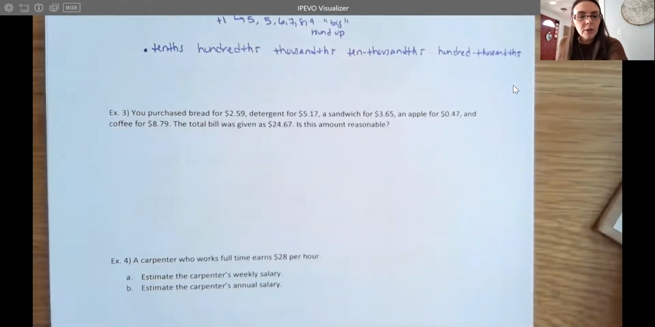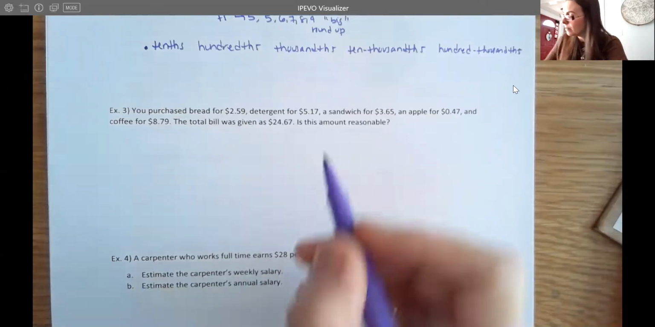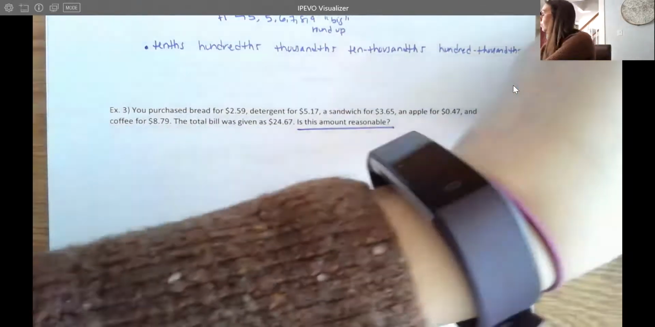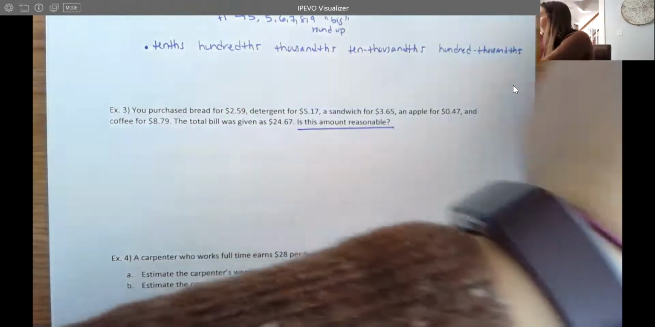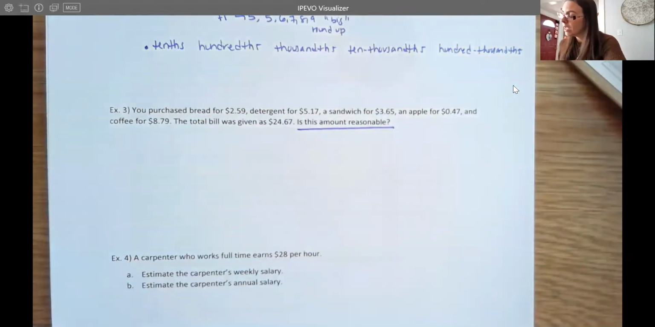You purchase bread for $2.59, detergent for $5.17, a sandwich for $3.65, an apple for 47 cents, and coffee for $8.79. The bill was given to you as $24.67. Is this amount reasonable? So we're not asking you to recalculate the exact amount here. We're kind of saying, does this make sense? So does this amount seem reasonable?